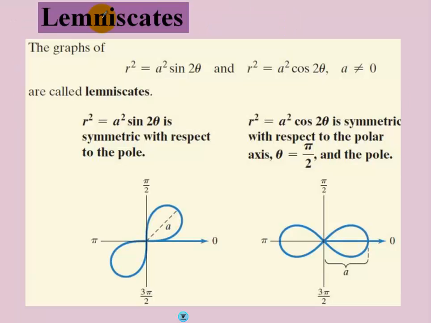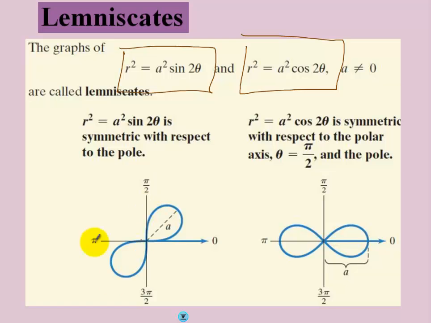Let's do the last one, lemniscates. The graphs of these are these two equations right here. You're looking for r squared equals a squared sine of 2 theta, or a squared cosine of 2 theta. They form the figure 8 shapes. When you have sine, the figure 8 is going to be angled right here. And when it's cosine, it's going to be straight across.